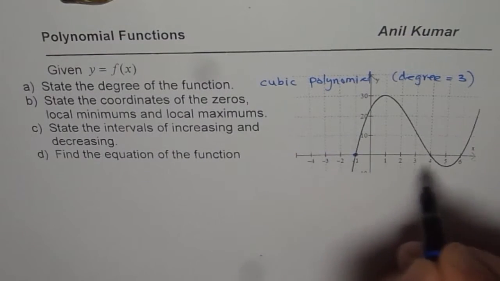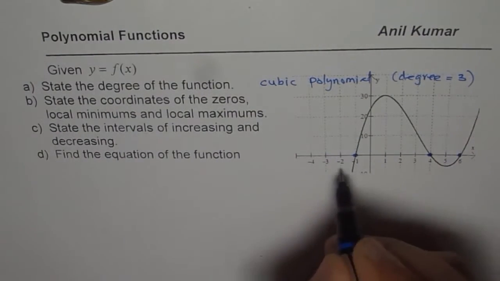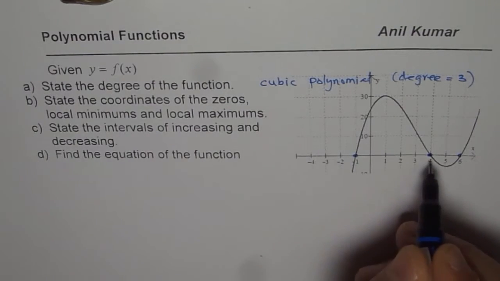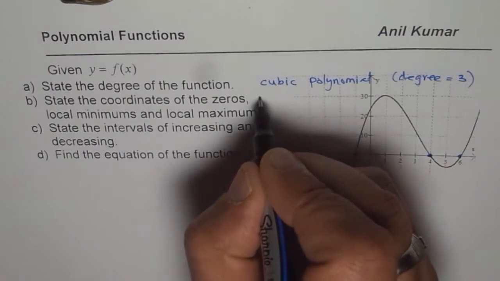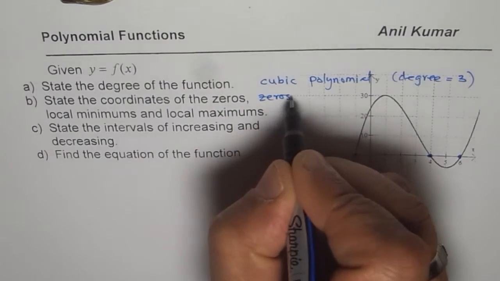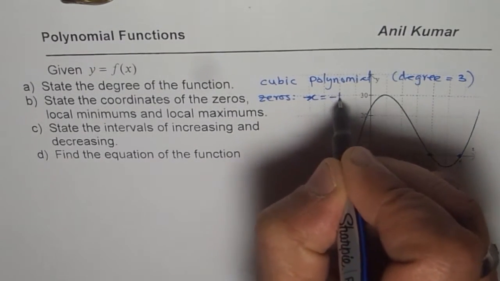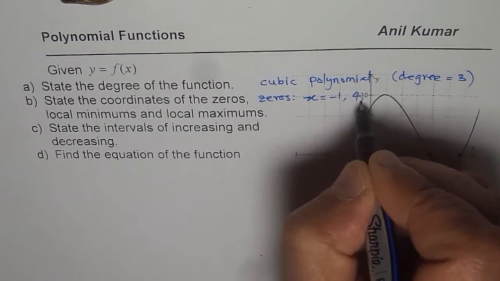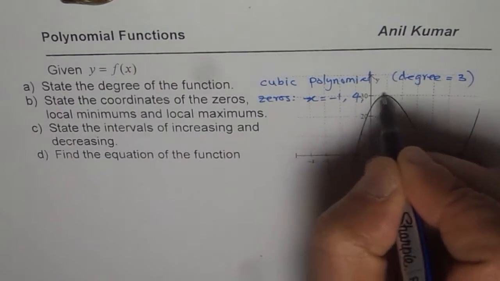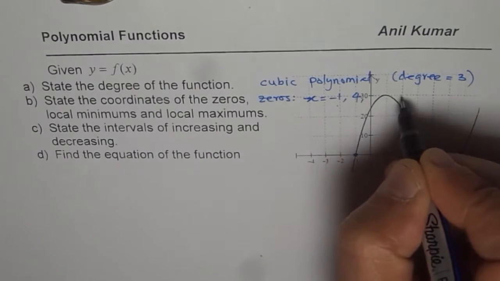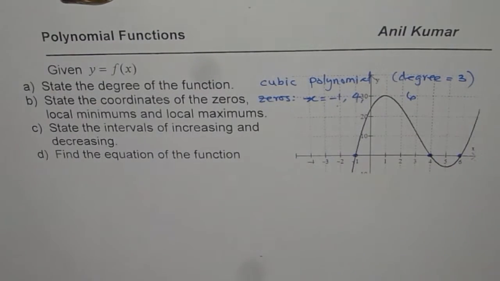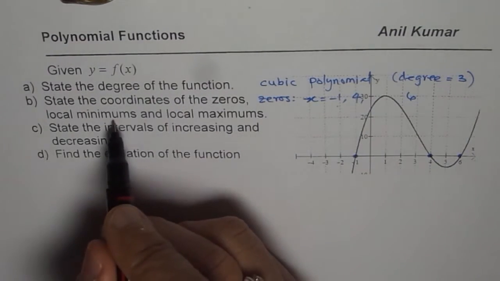State coordinates of zeros. These are the zeros for the function, correct? So the zeros are at -1, 4, and 6. So we can say zeros are at x equals -1, x equals 4, and x equals 6, correct?